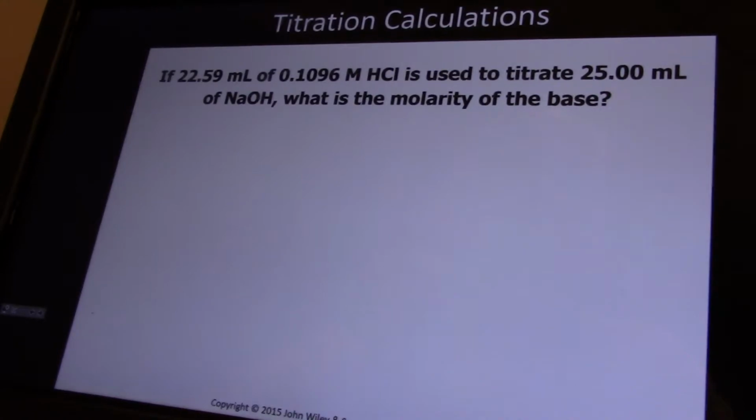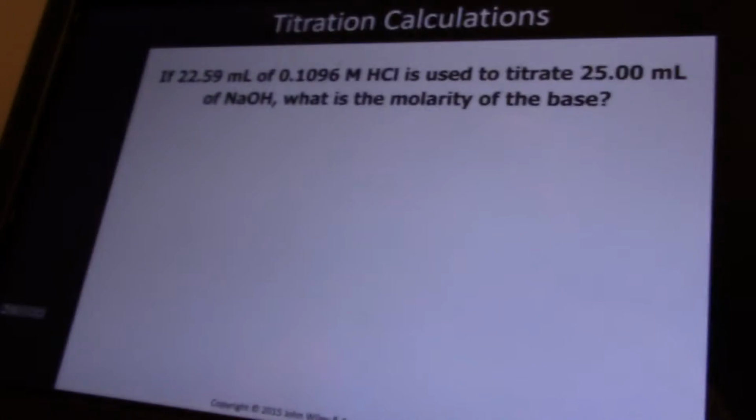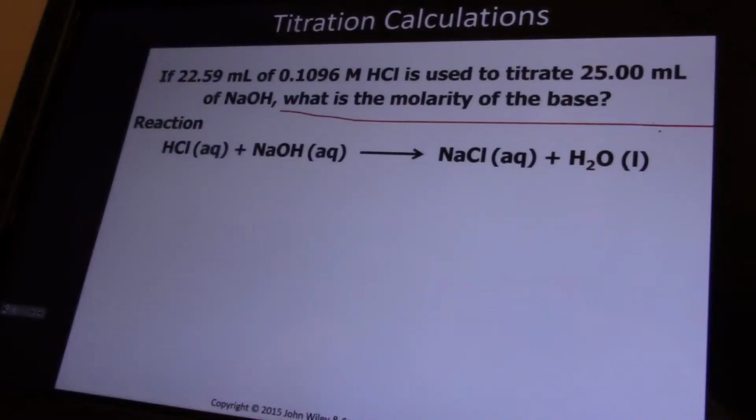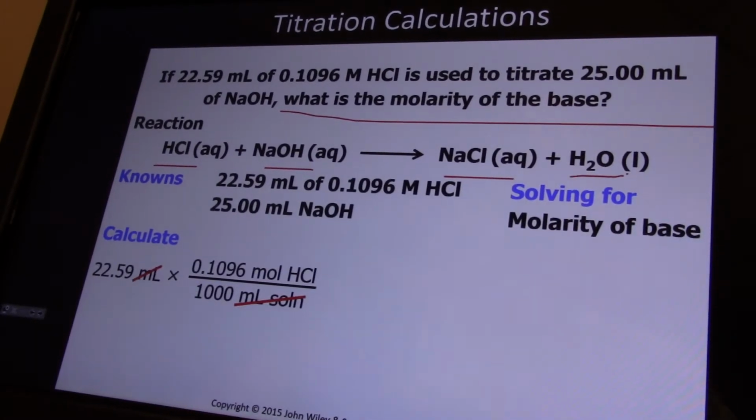So titrations. If 22.59 milliliters of a 0.1096 molar hydrochloric acid solution is used to titrate 25 milliliters of sodium hydroxide, what is the molarity of the base? First, put the reaction down, and it is 1-to-1. So that's good. With the stoichiometry, 1-to-1. And now we'll convert milliliters to liters times 0.1096 moles per liter, or they just put 1,000 milliliters here, but both steps work.